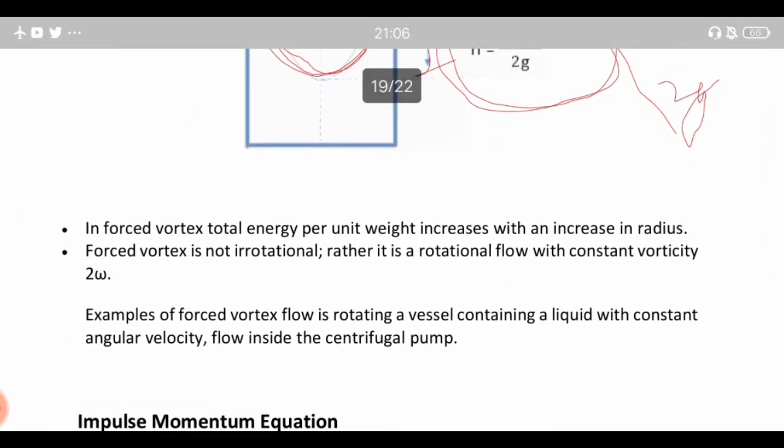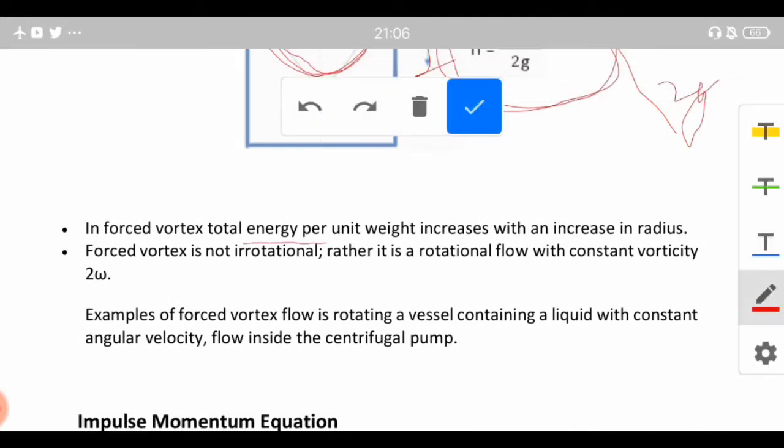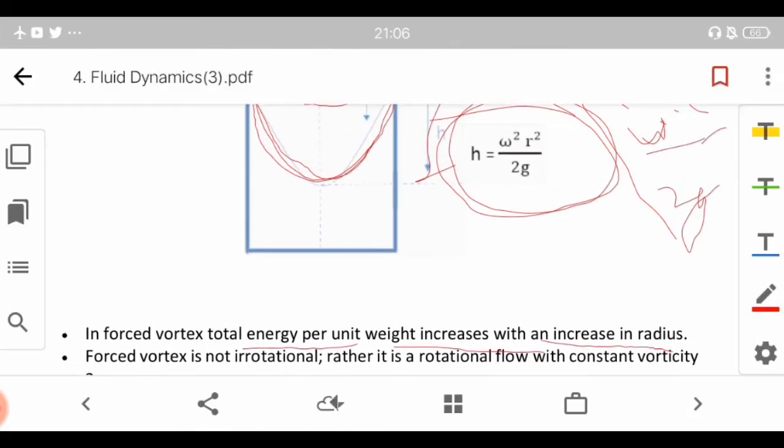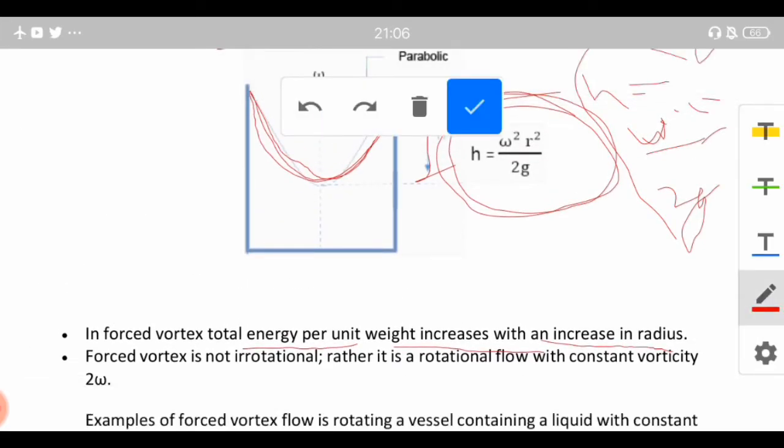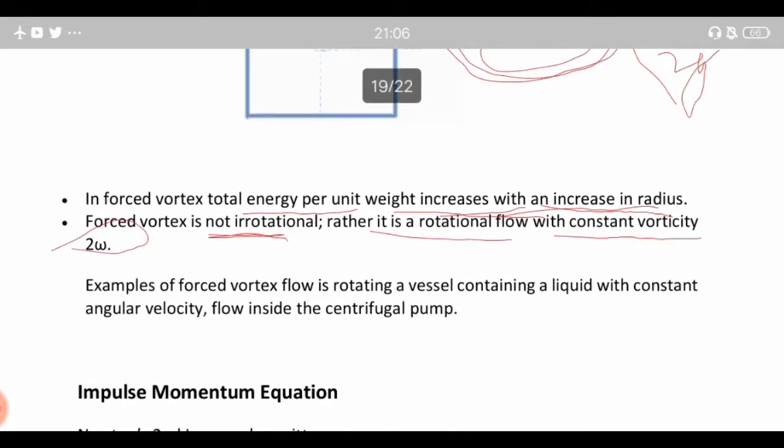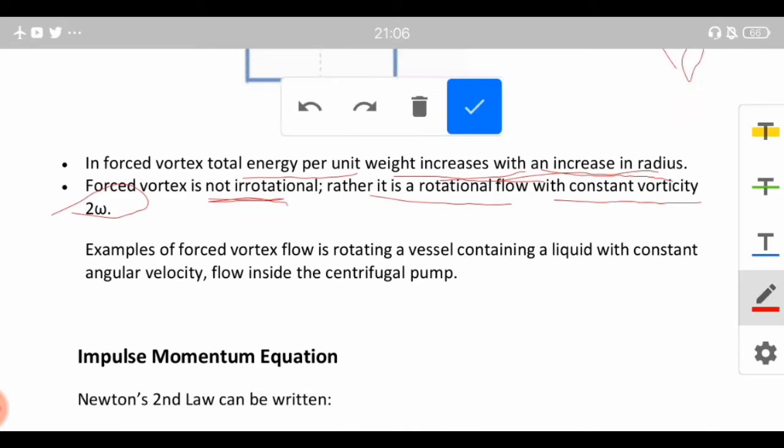In forced vortex, total energy per unit weight increases with an increase in radius. This is directly proportional to r, the radius. Forced vortex is not irrotational; rather, it is a rotational flow with constant vorticity 2 omega. Examples are a rotating vessel containing a liquid with constant angular velocity, and flow inside a centrifugal pump.